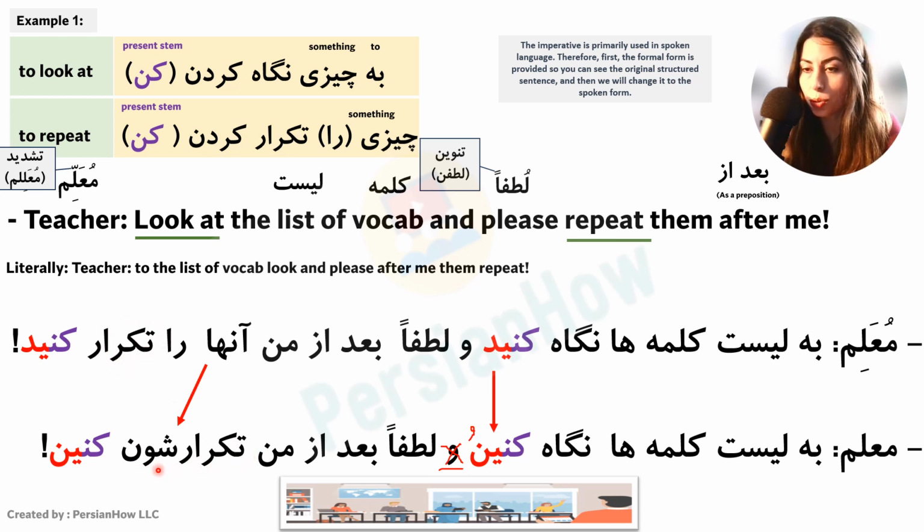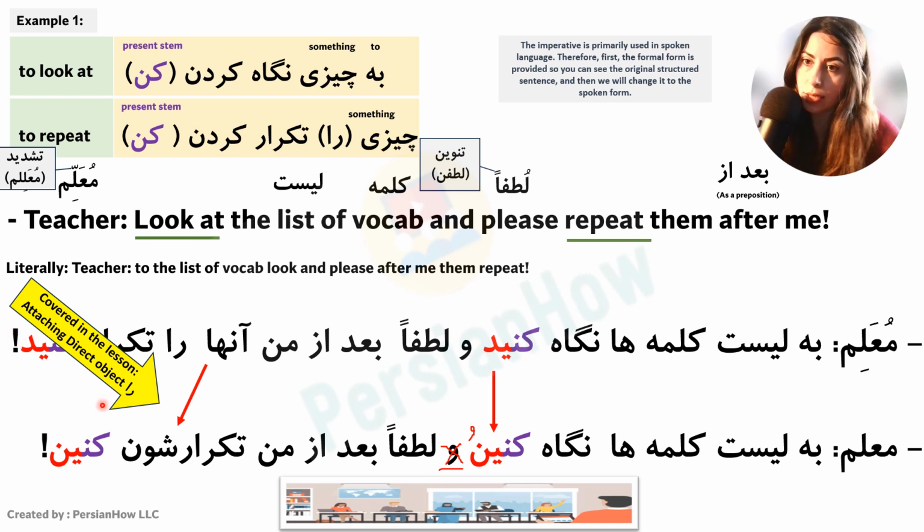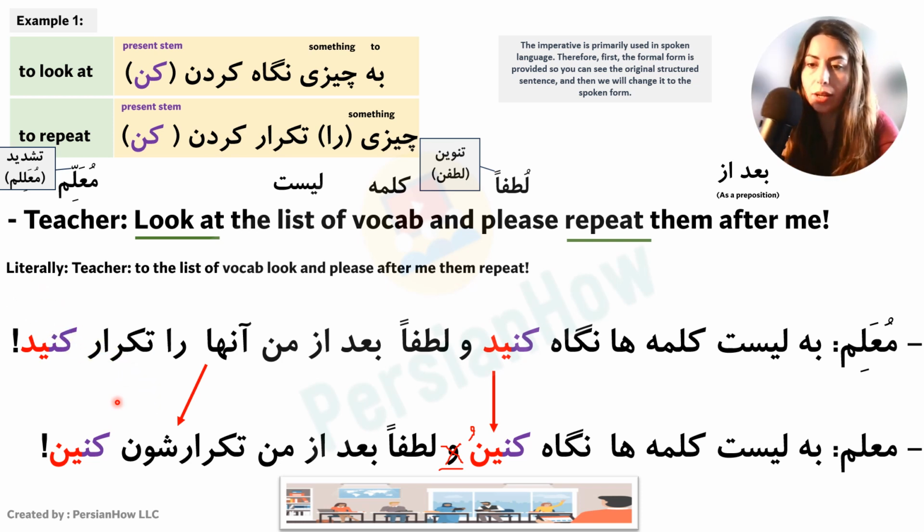So تکرارشون کنین. If you don't know how this thing is constructed, you need to watch this lesson, the attaching direct object را. I will put a link in the description box for this lesson. So I'm going to read it one more time, a little bit faster, so you can get used to the spoken form of it too. معلم به لیست کلمه ها نگاه کنین و لطفاً بعد از من تکرارشون کنین.